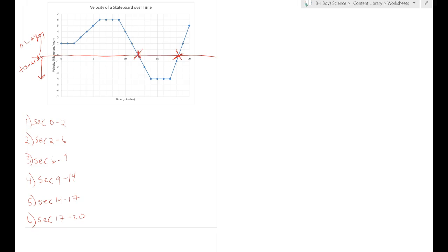It tells you, are we moving away from the motion sensor? Are we moving towards the motion sensor? In this case, negative doesn't mean behind. You'd have to show that on the graph in a different way. Right now, velocity is just away or towards. We're not worrying about if you are in front of or behind the motion sensor.